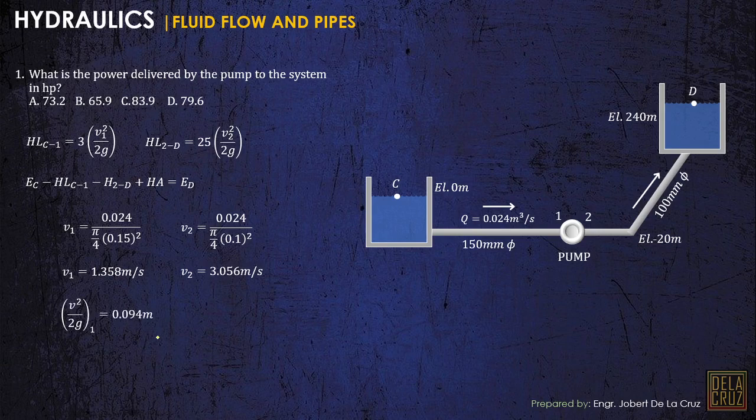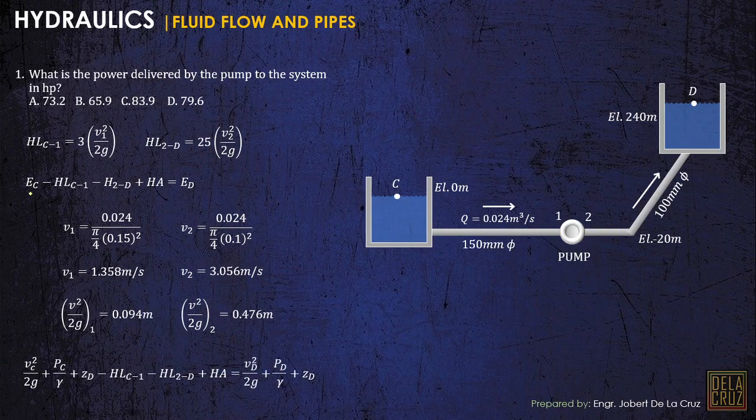Okay. So, solve natin yung velocity head, no? So, for 1, velocity head for this pipe 1, that is 0.094. The velocity at 1 is 1.358. Just input this one here over 2 times gravity, 9.81. And velocity head at pipe 2, that is 0.476. So, constant yung velocity natin dito, velocity head, because same dito from here to here, same cross-sectional area yung pipe, dito rin, constant sila.